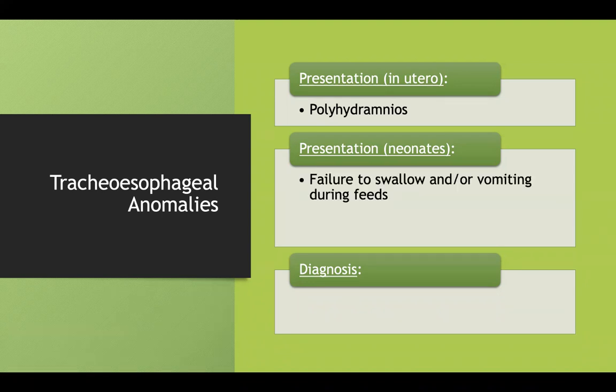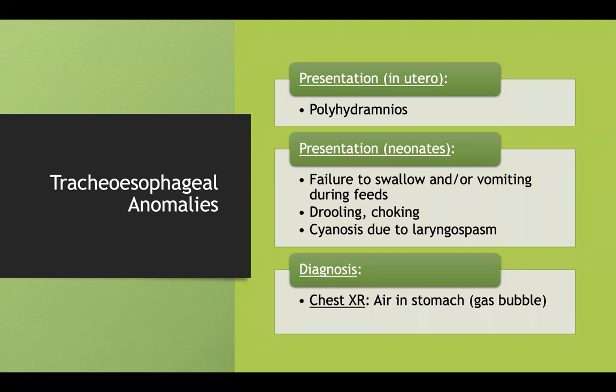In a neonate, you're going to get failure to swallow or vomiting during feeds because there's no easy connection between our oral cavity and our stomach. You can drool, you can choke, and you can also get cyanosis, so you can turn blue because of laryngospasm. And that kind of makes sense, right? If you have all of this acidic, bad, or foody material coming into your trachea, threatening to go into your lungs, your body's going to compensate by constricting that whole area, and you're not going to get as good of lung ventilation, and you're going to have cyanosis.